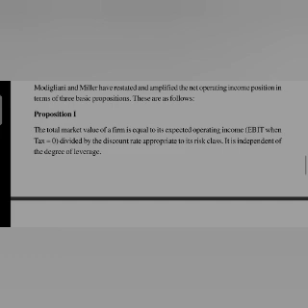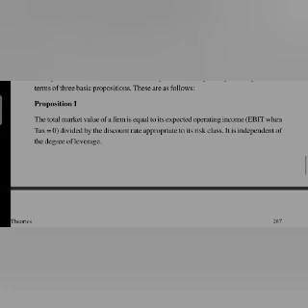Proposition 1. The total market value of a firm is equal to its expected operating income, EBIT, when tax is 0, divided by the discount rate appropriate to its risk class. It is independent of the degree of leverage.